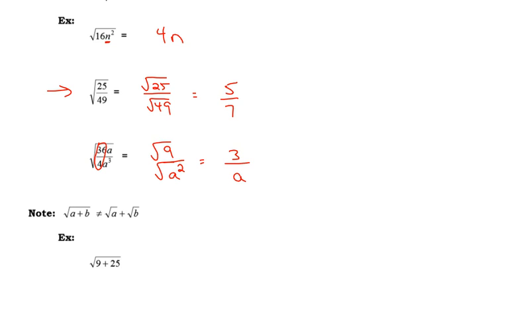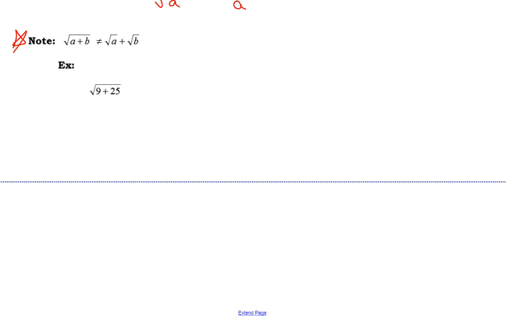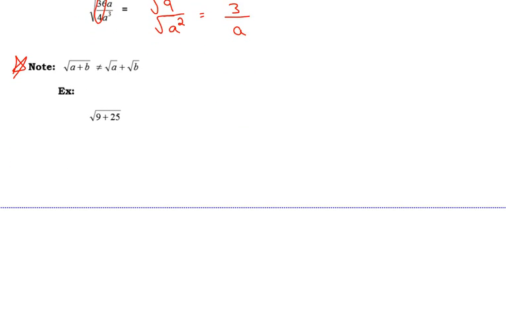So the rule for multiplication and division: if I have a product or quotient underneath the square root sign, then I can break it apart into two different radicals. However, you cannot do that with addition underneath the square root sign. If there's addition underneath the square root sign, you can't break it apart into two different radicals. So I'm going to show you an example of how it doesn't work. I want to know if the square root of 9 plus 25 is the same thing as the square root of 9 plus the square root of 25.